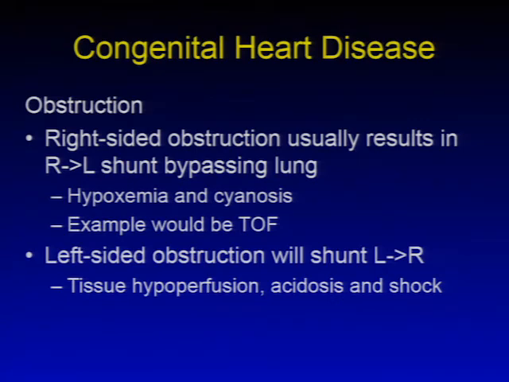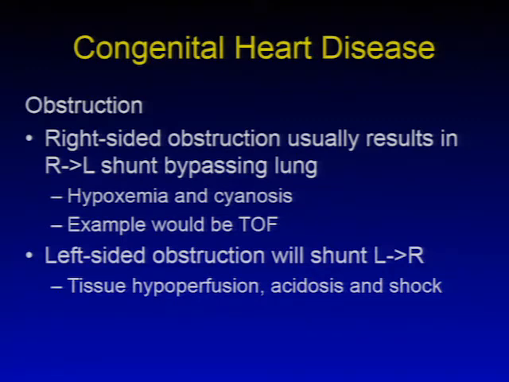Congenital heart disease can be simplified to an extent by thinking in terms of blood flowing to areas of least resistance. So blood flow can either be blocked by obstructions, or it can be rerouted by the persistence of fetal circulations or other types of shunts. Obstructions can be right-sided, meaning obstruction on the right side of the heart, and this usually results in some sort of right to left shunt where blood will bypass the lungs. This often leads to hypoxemia or cyanosis.